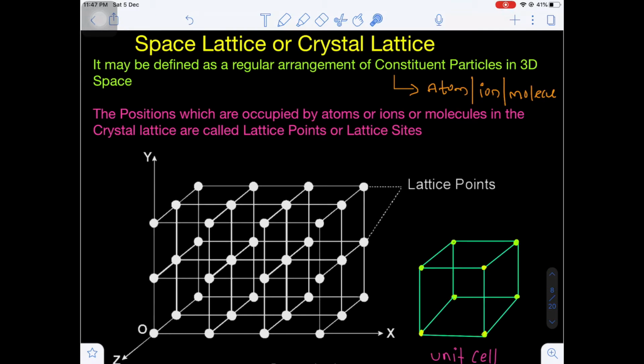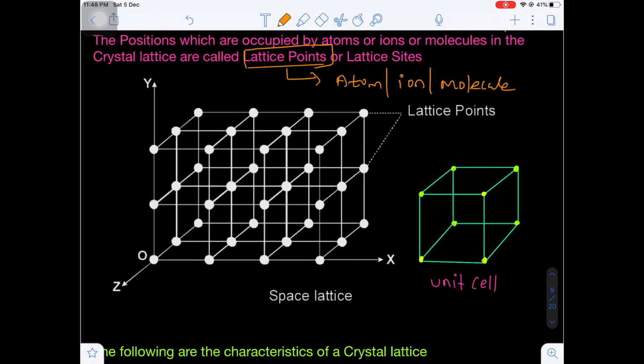Now the position which is occupied by the atom, ion, or molecule is referred to as a lattice point, or lattice site. The lattice point or lattice site is nothing but an atom, an ion, or a molecule. Are you getting my point? We know different types of crystals: molecular crystal, covalent crystal, ionic crystal, metallic crystal. The building block of the constituent particle may be an atom, ion or molecule, which is known as a lattice point.